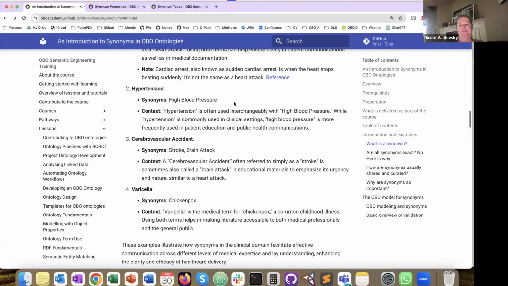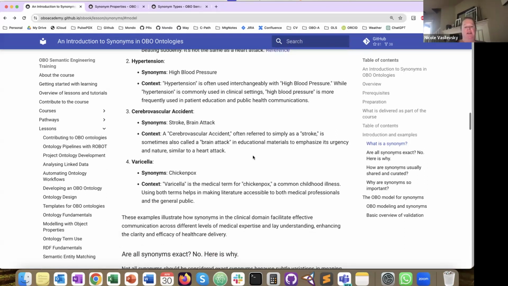Hypertension is another term that's probably commonly known, also known as high blood pressure. These terms are used interchangeably. Hypertension is more commonly used in the clinical setting, but high blood pressure is more commonly used in a layperson community or in patient education or public health communications.